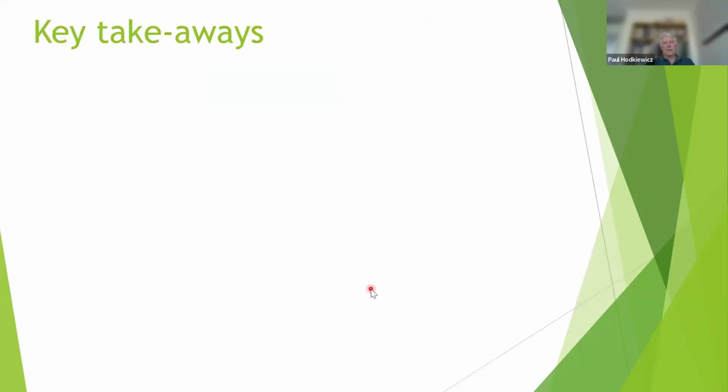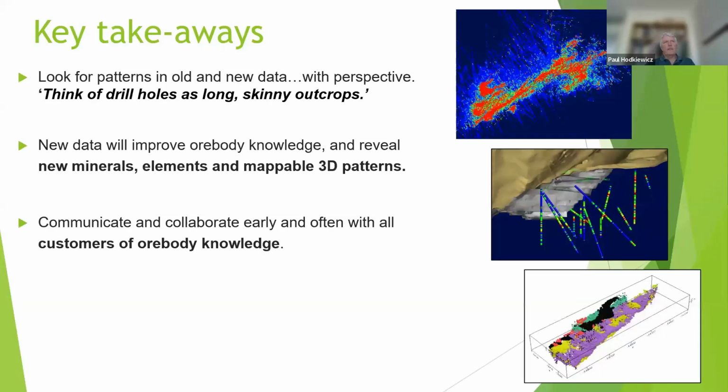So this is the last slide, and there's really just 3 key takeaways here. It's really, again, looking for patterns in old and new data with perspective. Here's, again, that example of the orogenic gold deposit. If you looked at it in plan or in section, you really couldn't see it until you looked at it down plunge and along strike of the shear zone, which was 60 degrees down towards the northwest in this example. And I think there's a lot to learn from these legacy data sets.